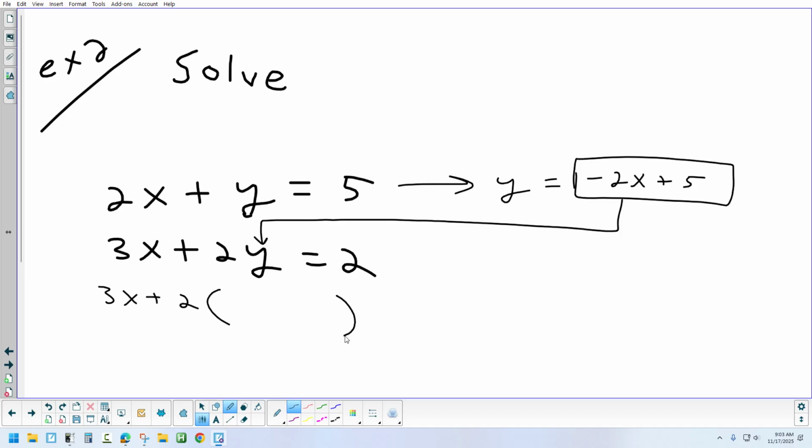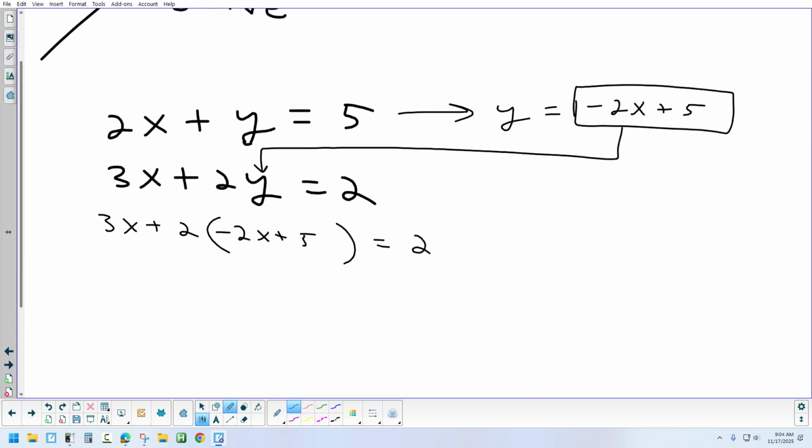So now instead of y, we're going to put negative 2x plus 5. Okay, and now we check it. The only letter we have there is x. It appears more than once, that's fine, but we don't have two different letters. Okay, so we've got 3x, and what do we get when we distribute the 2? Negative 4x plus 10. Perfect.